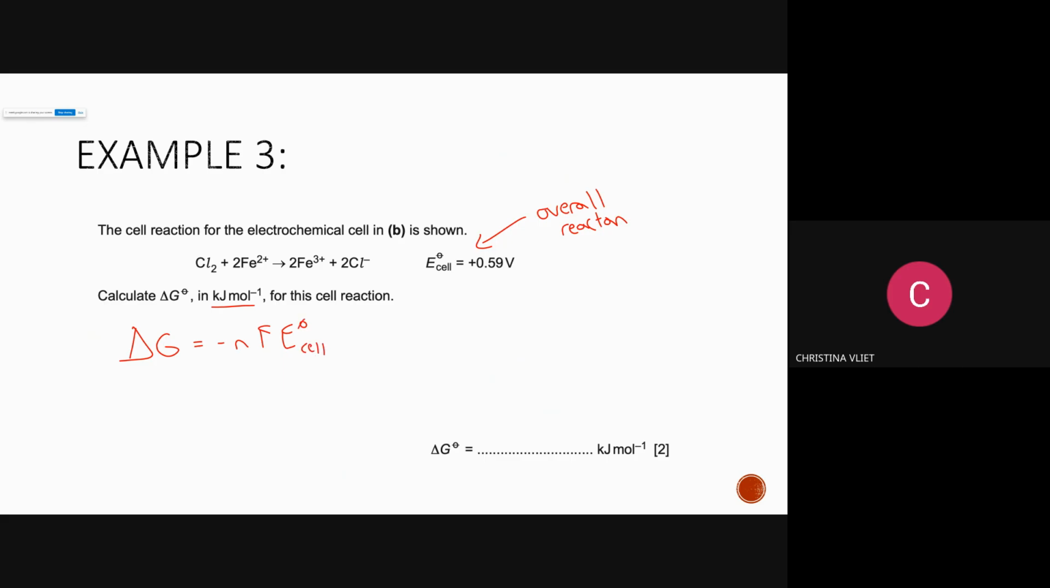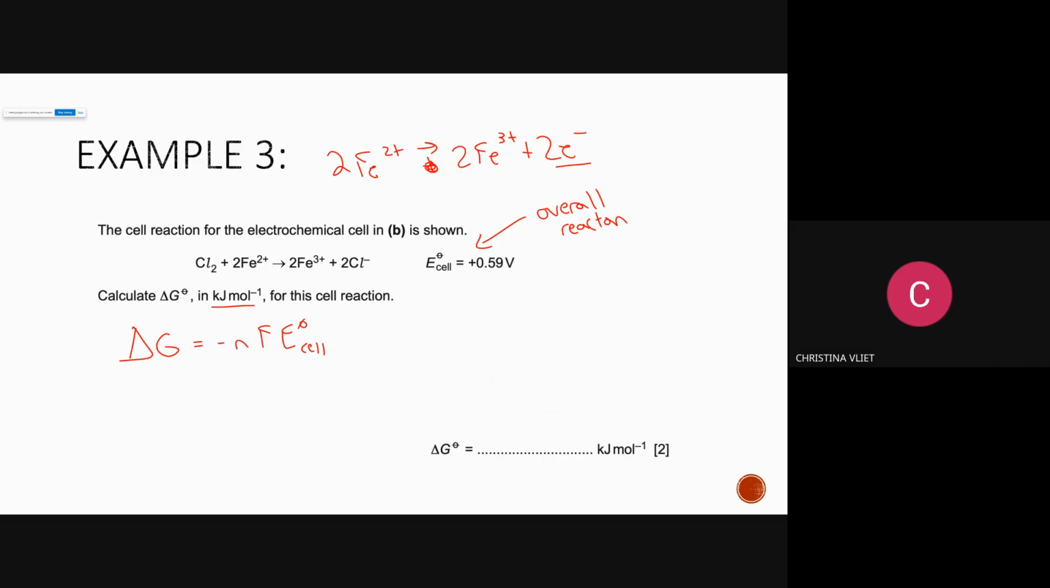here's where you could go wrong. How many electrons are transferred here? 2. How do we know it's 2? If we break up any of these half cells, 2Fe2+ goes to 2Fe3+. How many electrons were transferred here? One for each iron, right? But there's two of them. So it's a trap. This is 2e-.